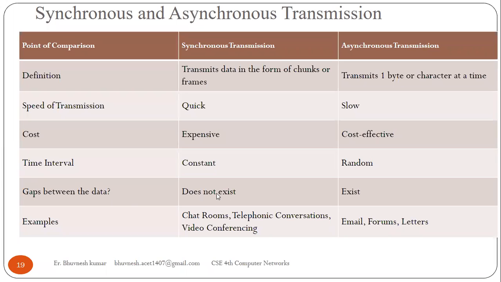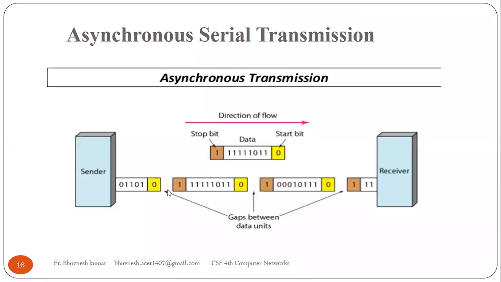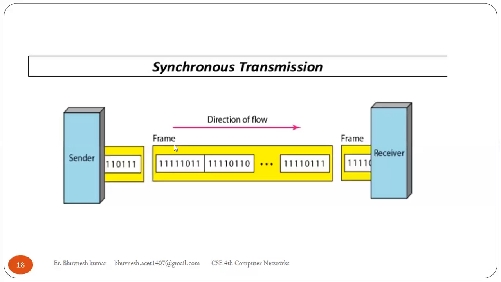Gap between the data: in synchronous transmission there is no gap. It does not exist in synchronous, but in asynchronous transmission it exists. Here is an example of the gap, this one. These gaps are there in asynchronous transmission. But in synchronous there is no gap. Here this is a frame, but in this frame there is no gap.